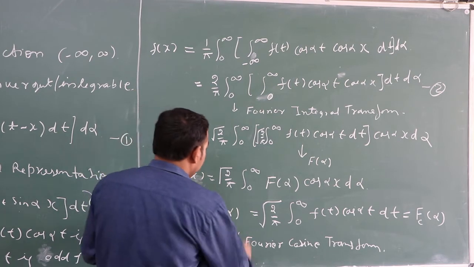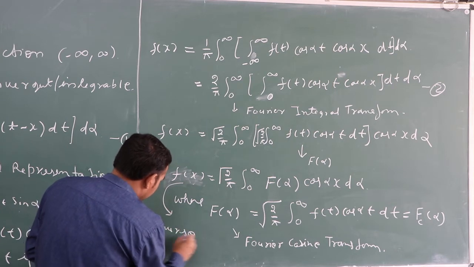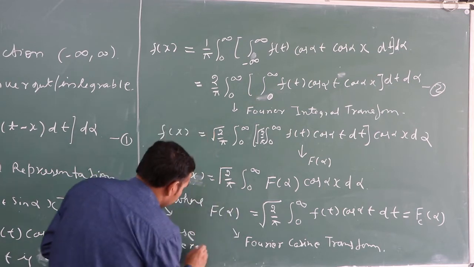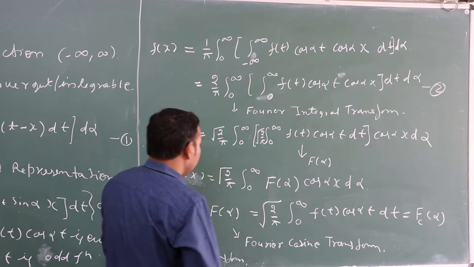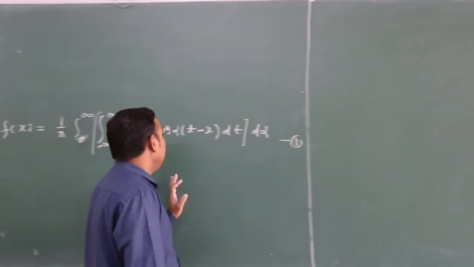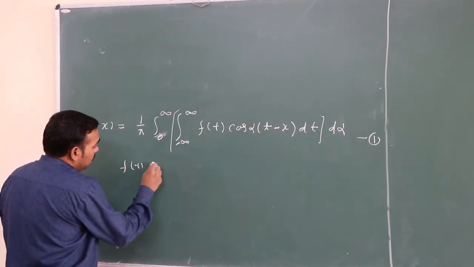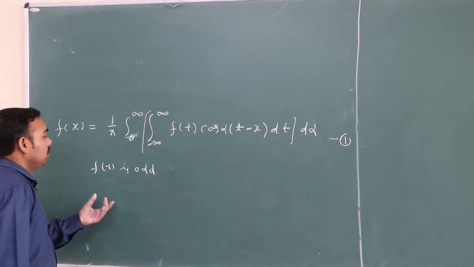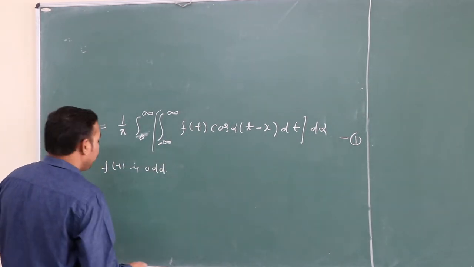And this can be written as the inverse Fourier transform. Again we say that if we take f(t) as an odd function. Previously we discussed f(x) as an even function, and now we discuss f(x) as an odd function.